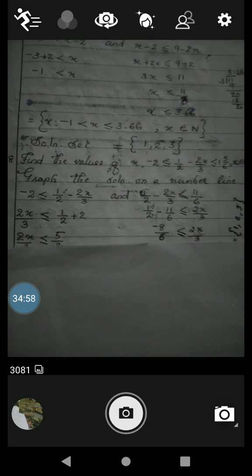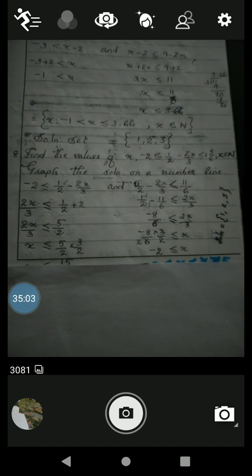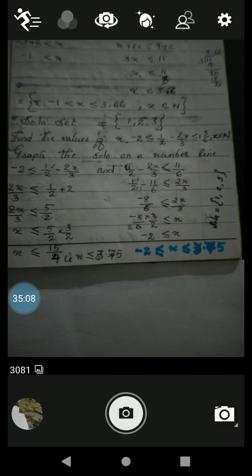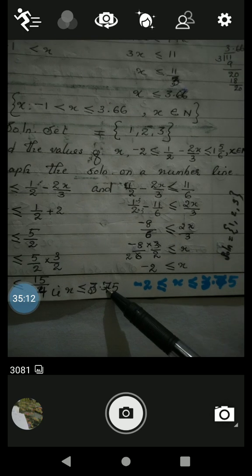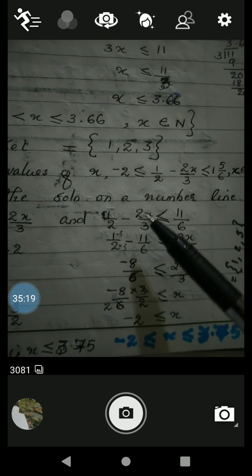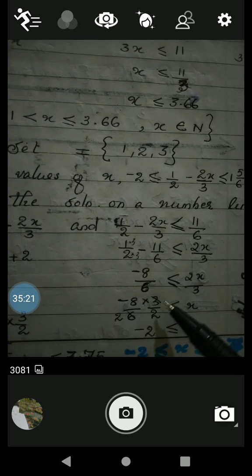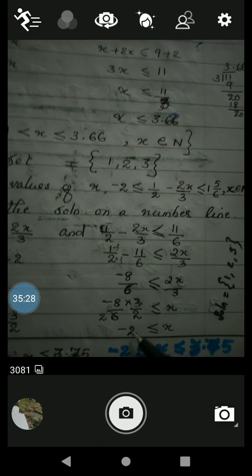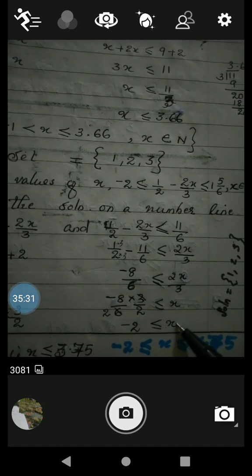on the left side when you solve, you will get x is less than or equal to 15 by 4. That is, x is less than or equal to 3.75. When we simplify the right side, you can see all the steps, taking LCM and simplification. When we do, the right side becomes minus 2 is less than or equal to x.